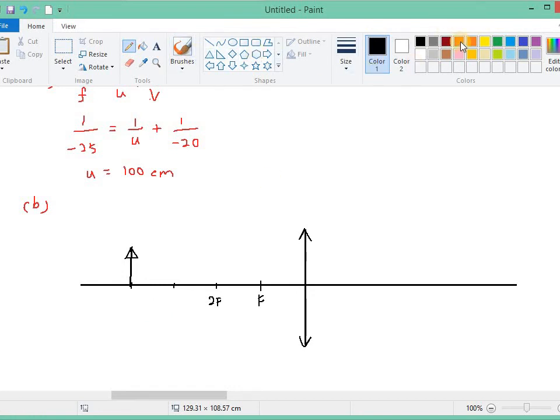So let's draw the ray diagram. Here is the F. This will be 2F. So let's draw the ray diagram. So the first line, parallel in.